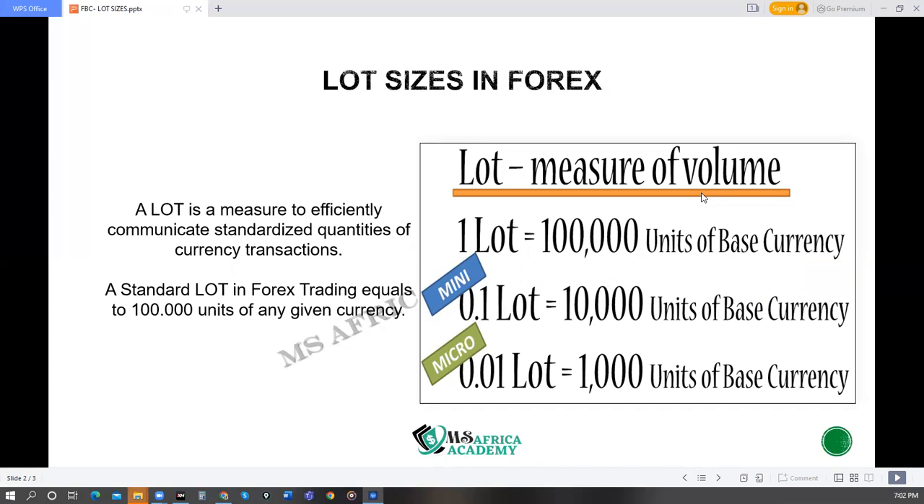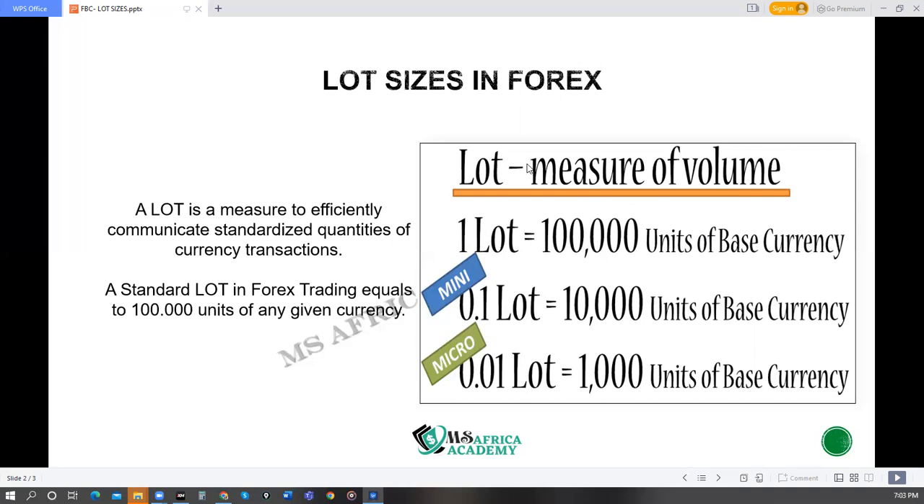A standard lot in Forex is equal to 100,000 units of any given currency. Okay, so if you are taking one standard lot of a trade, it means that you are taking 100,000 units of the base currency. You're buying it, all right? So one lot size equals 100,000 units of the base currency. Now, when it comes to lot sizes, we have mini lots, we have micro lots, we have standard lots. So when I say one lot here, I mean one standard lot.